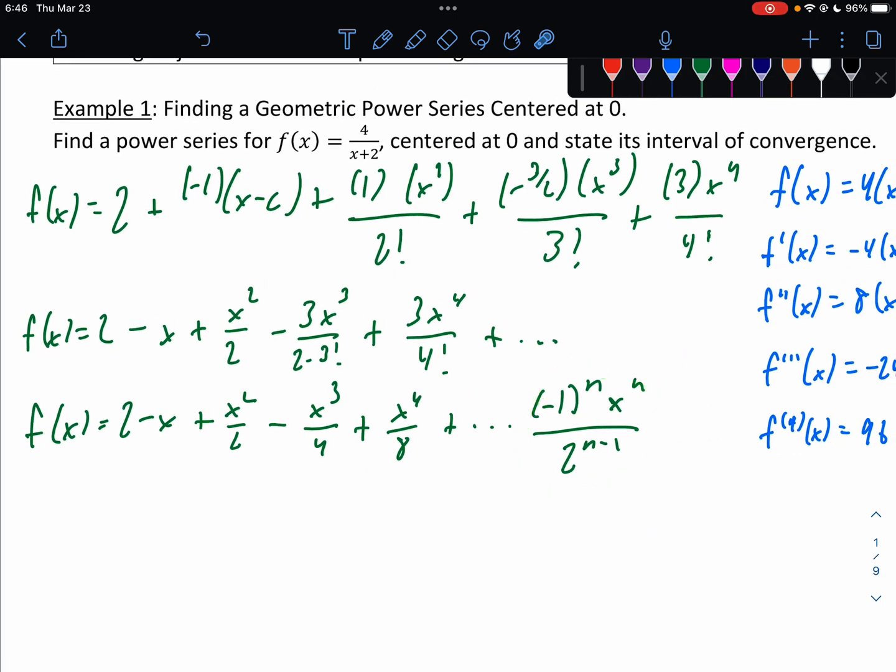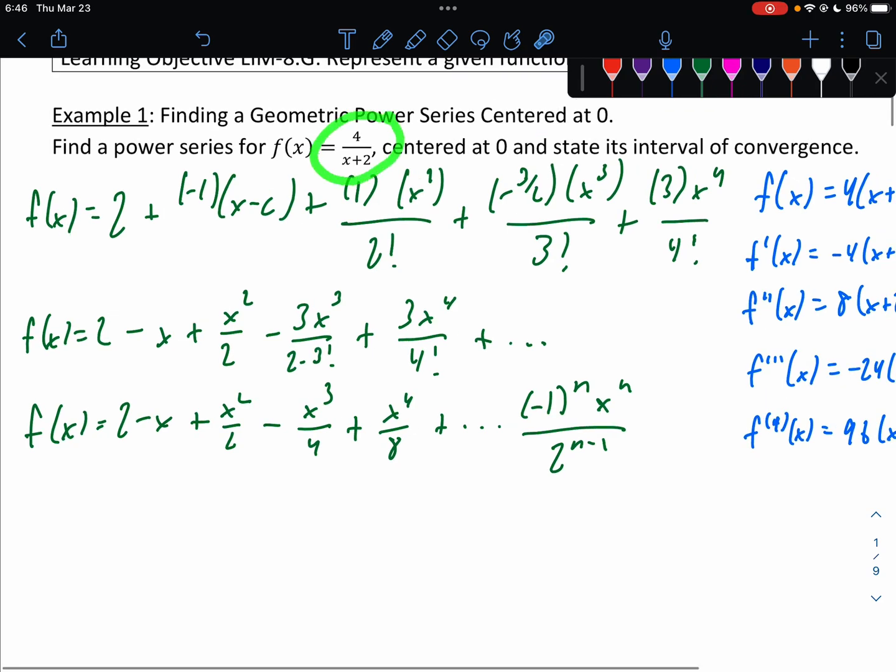Okay. As the example stated, this really here is going to be a geometric power series. So for a geometric power series, we want it to converge, we want it to be less than or equal to 1.